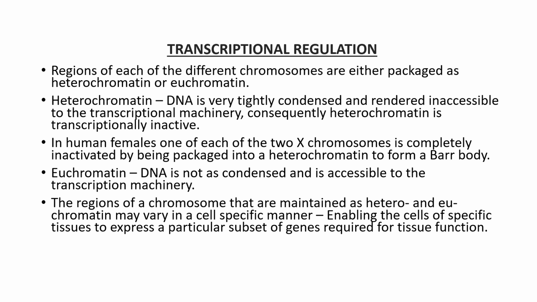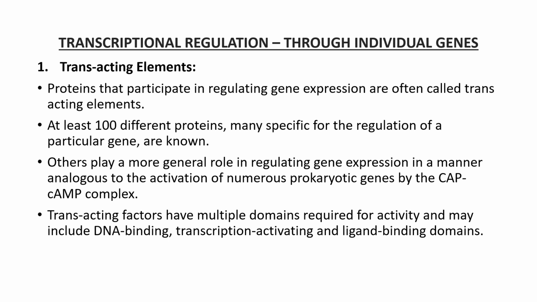The regions of a chromosome that are maintained as hetero and euchromatin will vary depending on the cell type, thereby enabling the cells of specialized tissues to express a particular subset of genes required for that specialized tissue function. Now, moving on to the transcriptional regulation through individual genes.